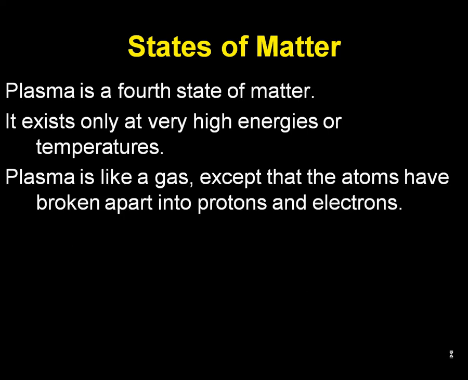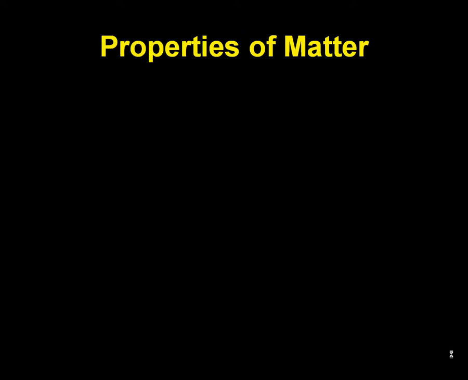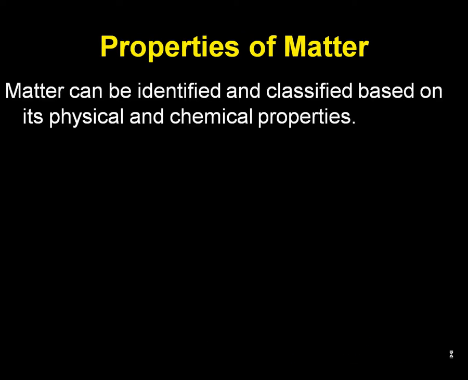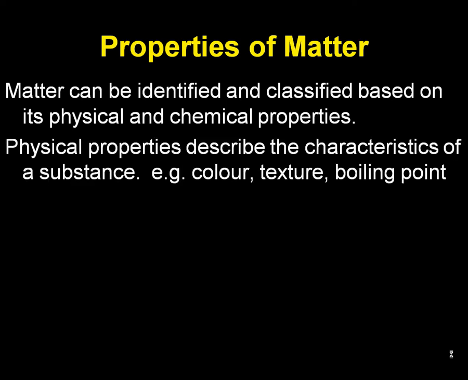Plasma is like a gas, except that the atoms have broken apart into protons and electrons. So basically it's a very high energy gas where it's got so much energy that the electrons have been stripped from the atoms. Matter can be identified and classified based on its physical and chemical properties. Physical properties are the ones that describe the characteristics of a substance, such as color, texture, boiling point, things that you'd observe just about the substance itself.